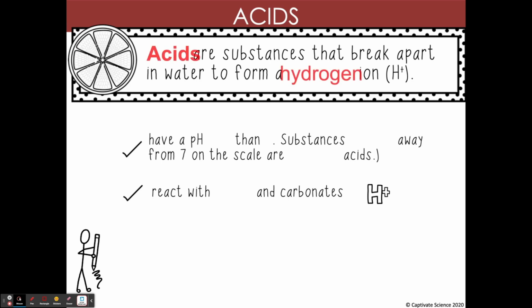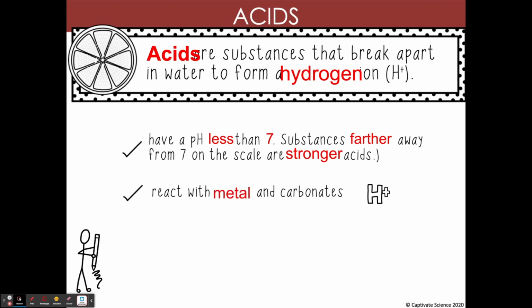All right, so acids are substances that break apart in water to form a hydrogen ion. So it's an H positive, a positive ion, meaning it will lose the electron. So that will give it an overall positive charge. All right, so acids have a pH less than 7. Substances further away from 7 on the scale are considered stronger acids. So less than 7: a 6, a 5, a 4, a 3, a 2, a 1. So obviously a 1 is a much stronger acid than, say, a 6. So just keep that in mind.